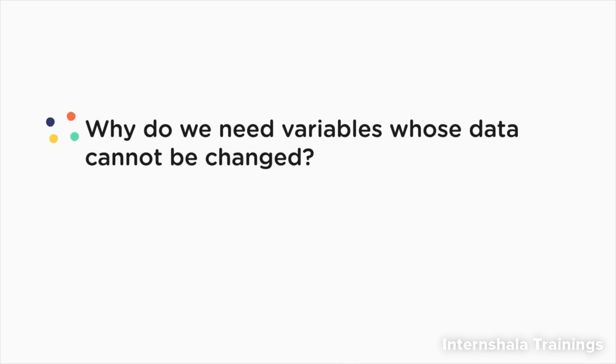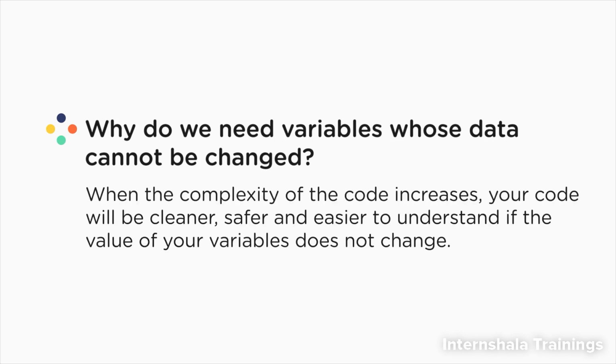Now, till now, we have learnt that variables are used because the values stored in them can change. But why do we need variables whose values cannot change? That is, why do we need val variables? So, when the complexity of the code increases, your code will be cleaner, safer, and easier to understand if the value of your variables does not change. However, it may not always be possible to have variables with unchangeable values, and hence, it is better to have both and use them according to the requirement of the program.